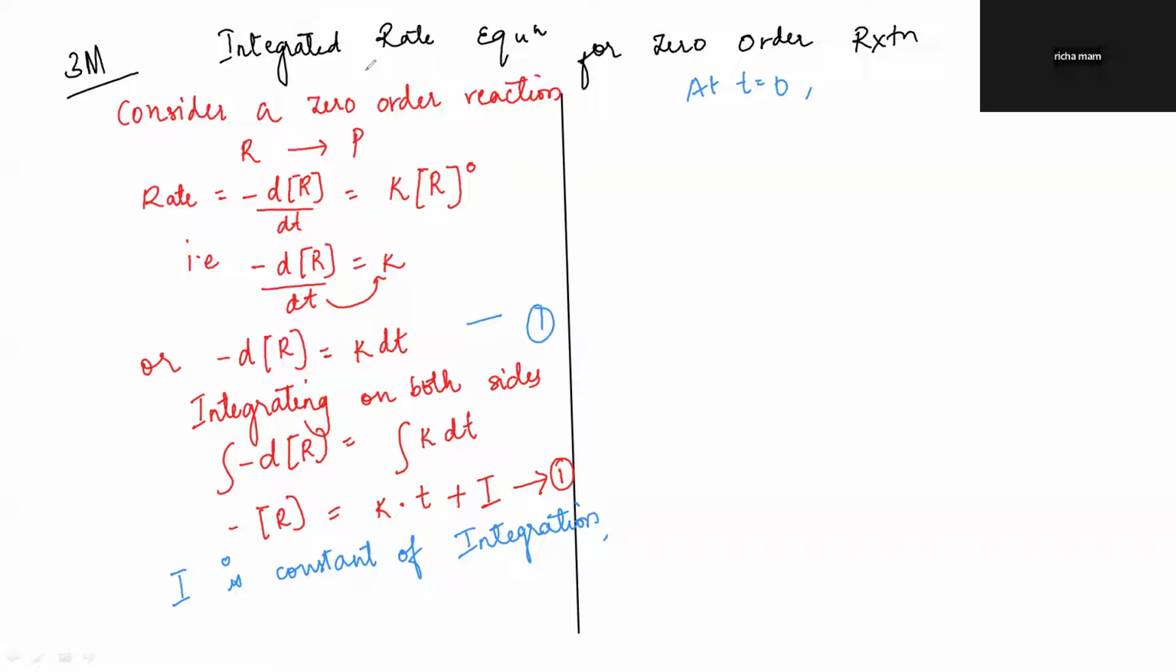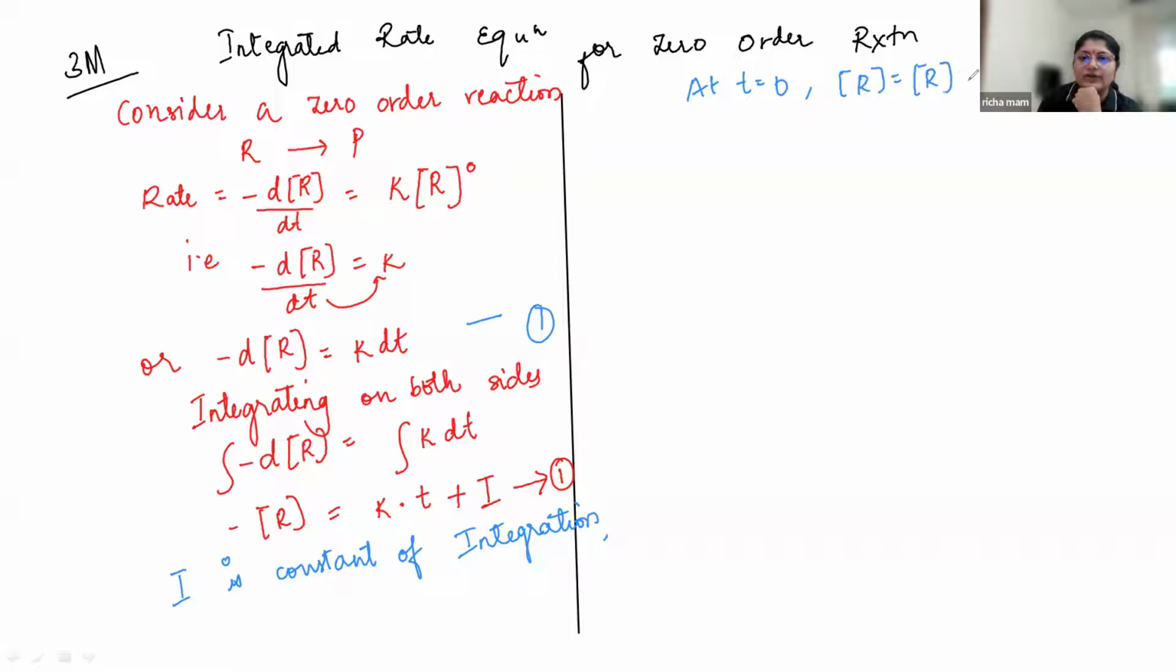So how do we find the value of I? At t equals 0, R will be equal to R naught. That is the initial condition. So the value of I can be obtained by considering the initial conditions, that is at t equals 0 and the concentration of R equals R naught, your initial concentration. So let us substitute these values in equation 1.